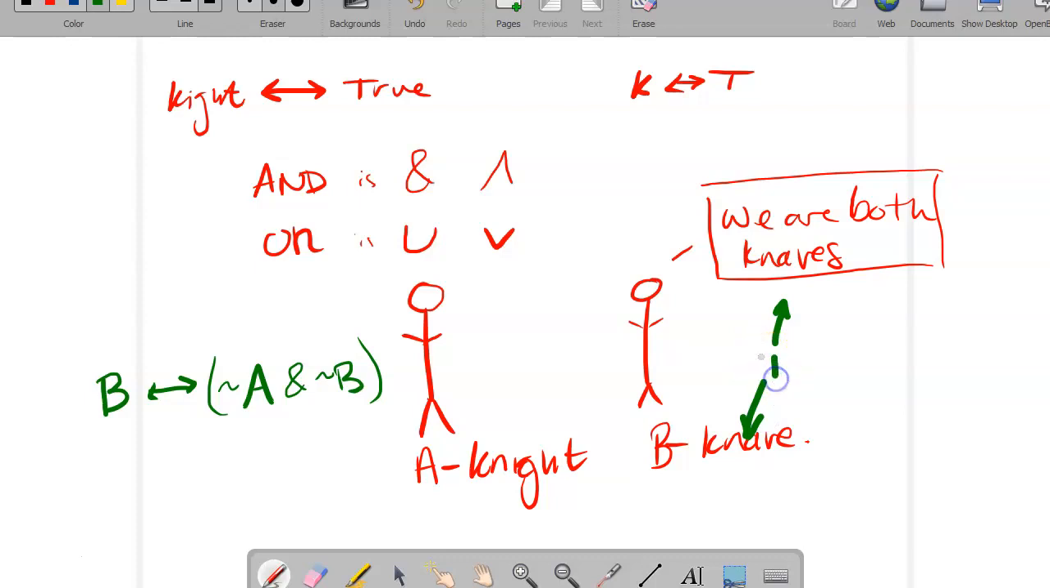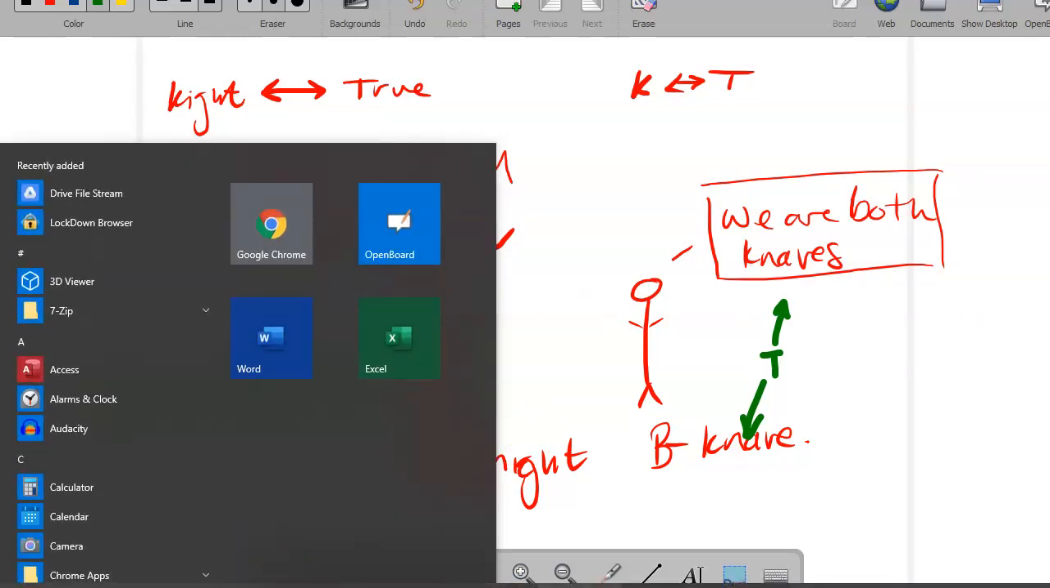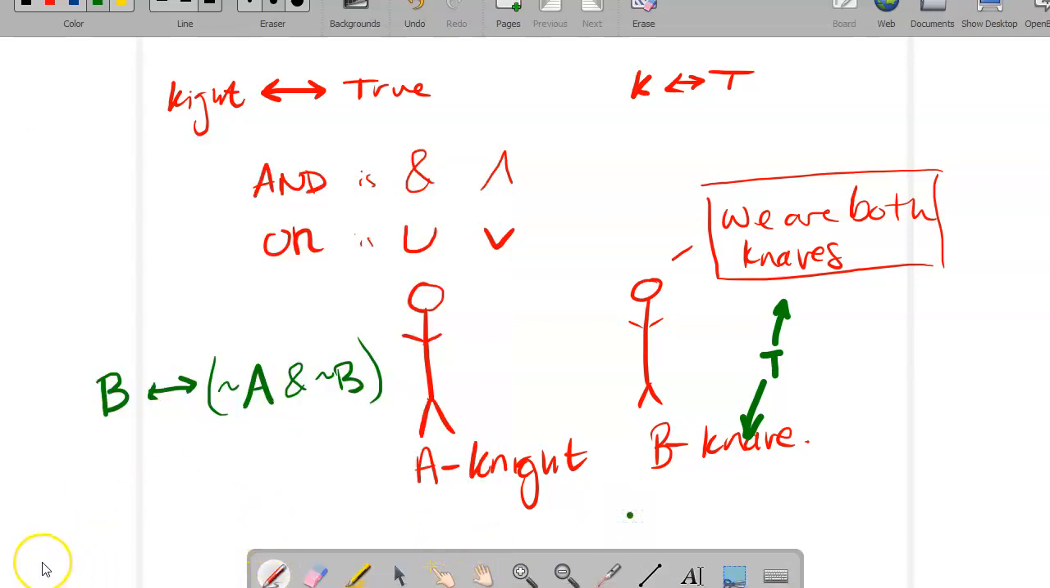And so when we say that statement works, it says if B is a knight, then we are both knaves. It's false that they're both knaves, and it's false that B is a knight. So the false implies the false. And so there's this strange sense of truth sneaking in, and it's practical here. Let's see how this works for a slightly more complicated one.